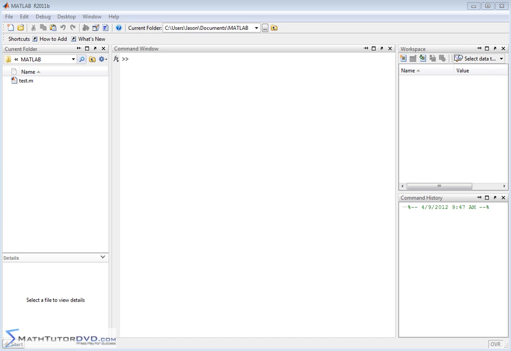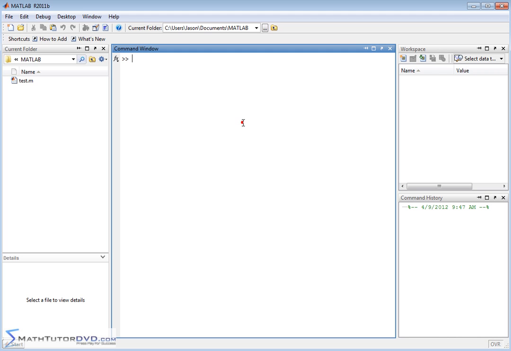Hello, and welcome to the section of the MATLAB tutor. In this section, we're going to learn how to solve simultaneous sets of equations, and we're going to do it symbolically. So we'll be using the Symbolic Math Toolbox.